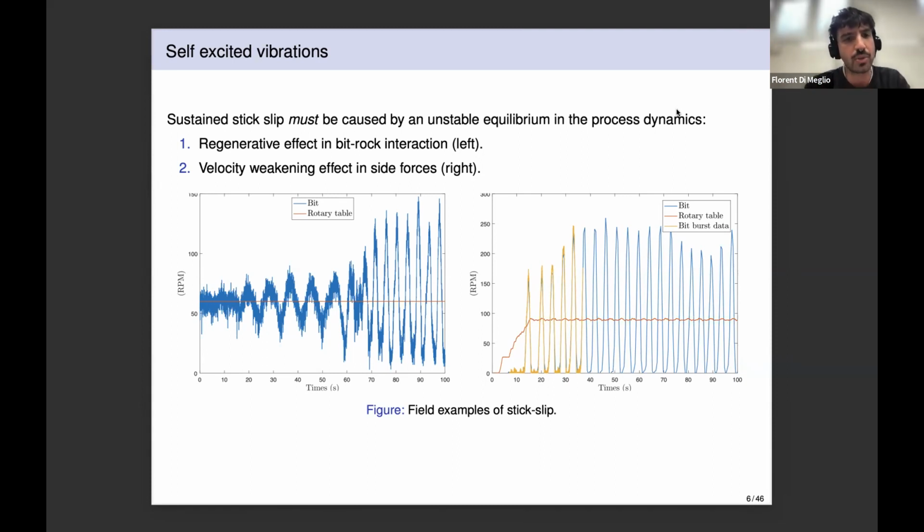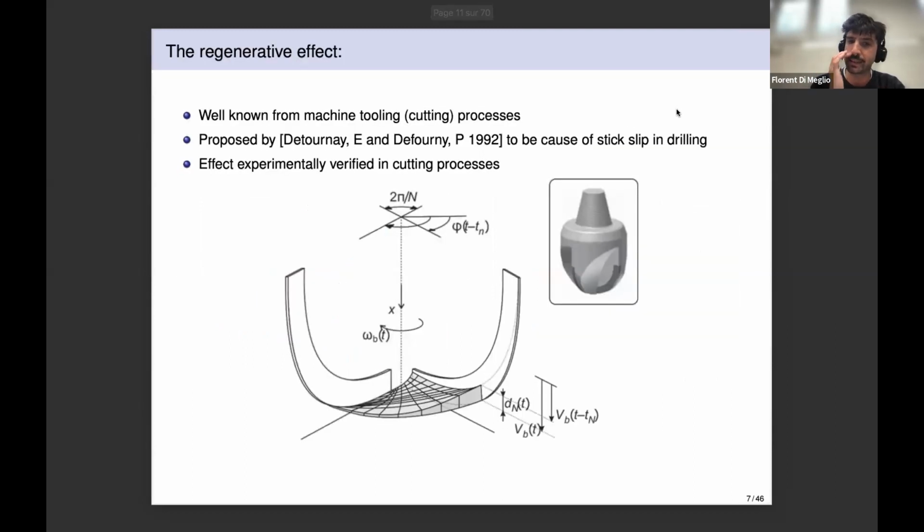So I'll be briefly talking about the regenerative effect before I focus on the velocity weakening effect. Most of the talk will be about the second aspect, but just for completeness, the regenerative effect comes from the coupling between the axial and the torsional dynamics. It was a well-known phenomenon, well identified for cutting processes, and then in the 90s it was proposed as a model to be the root cause for stick slip in drilling. And again, it really comes from a coupling between the axial and the torsional dynamics.